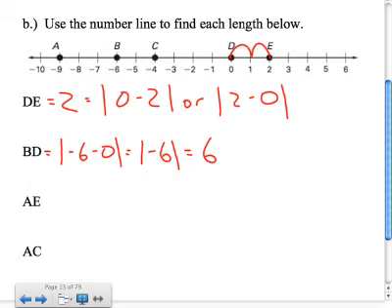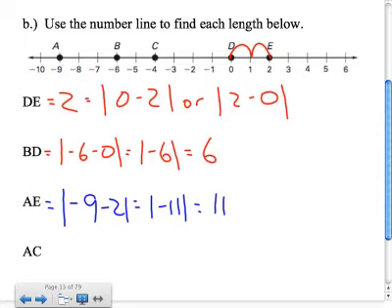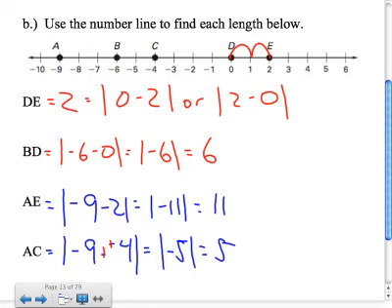The length of AE: A is -9, E is 2, so I do the absolute value of -9 minus 2. That's the absolute value of -11, so the length is actually 11. And finally, the distance between A and C, or the length of AC, all means the same thing. A is -9, C is -4. -9 minus -4. Well, we know minus a negative really means plus. So really what we're looking at is -9 plus 4. -9 plus 4 is -5, and the absolute value of -5 is just +5. So again, just finding lengths on the number line.